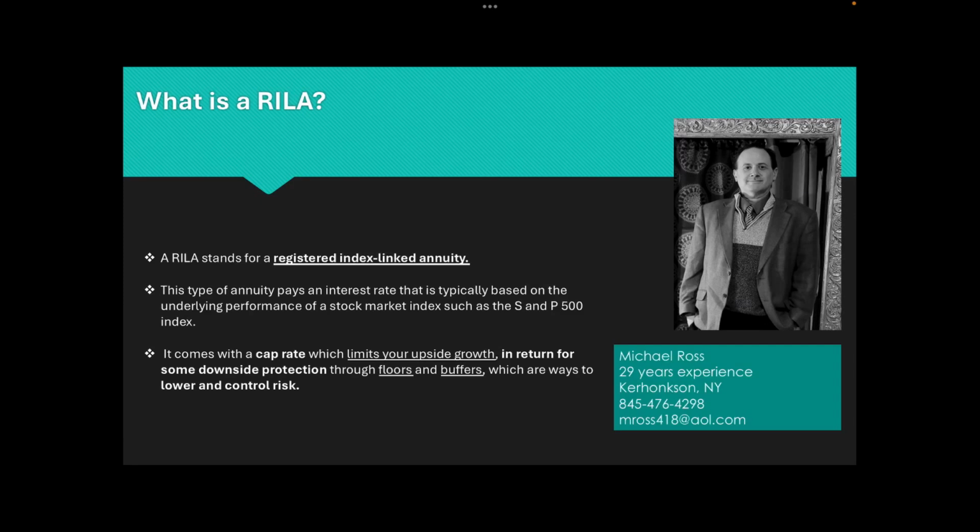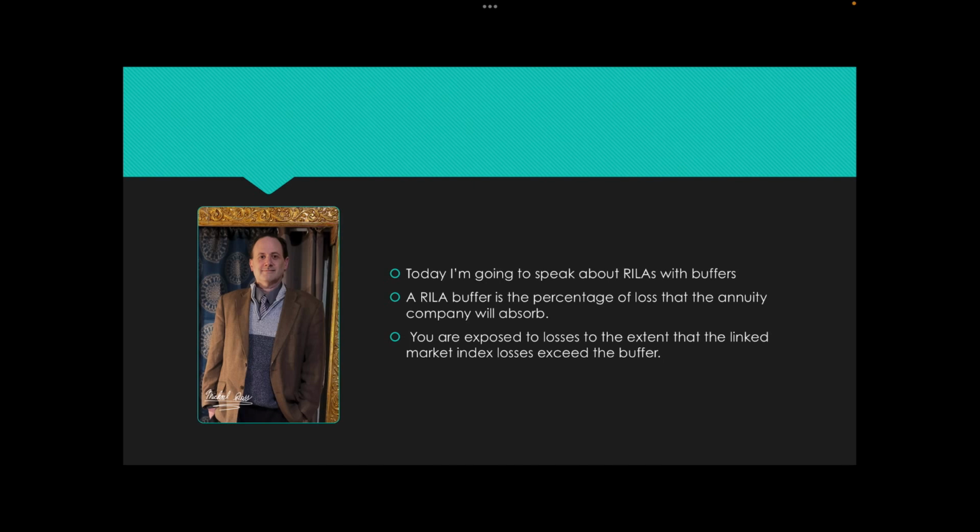What is a RILA? A RILA stands for a Registered Index-Linked Annuity. This type of annuity pays an interest rate that is typically based on the underlying performance of a stock market index such as the S&P 500 index. It comes with a cap rate which limits your upside growth in return for some downside protection through floors and buffers, which are ways to lower and control risk.